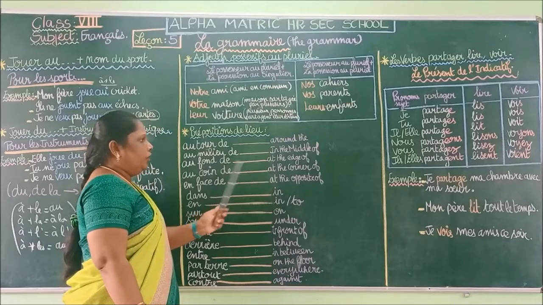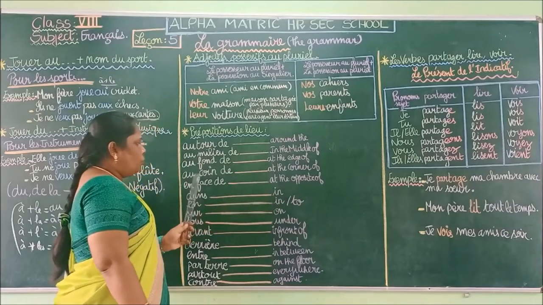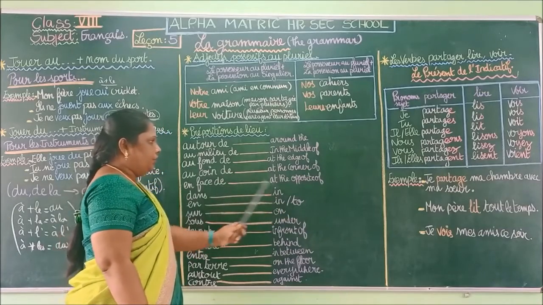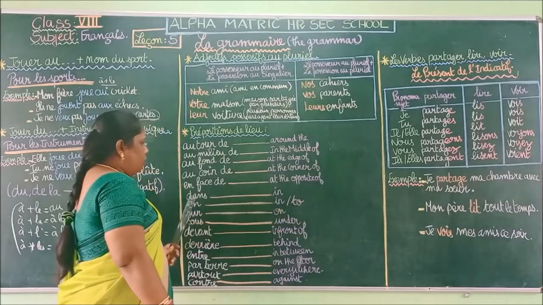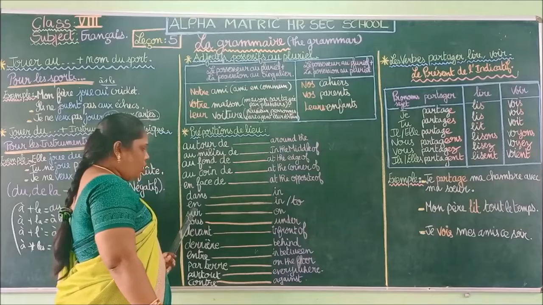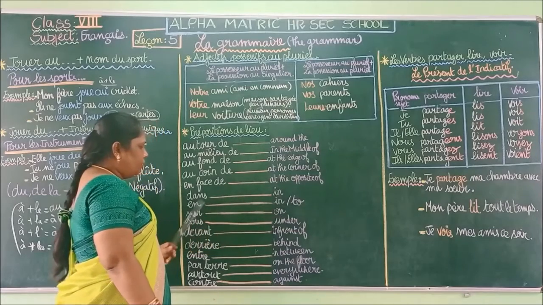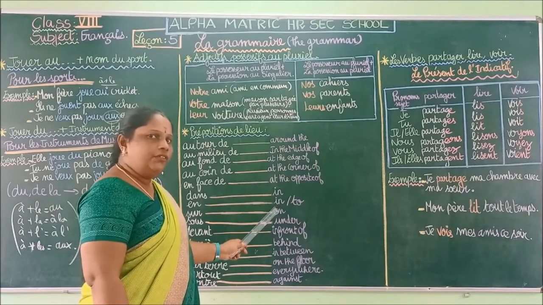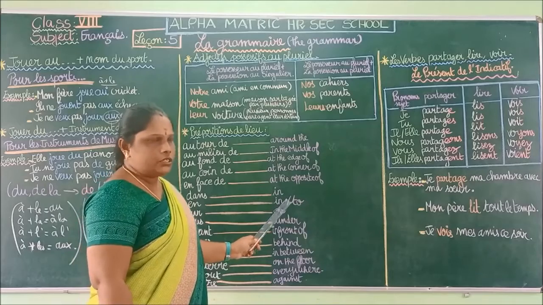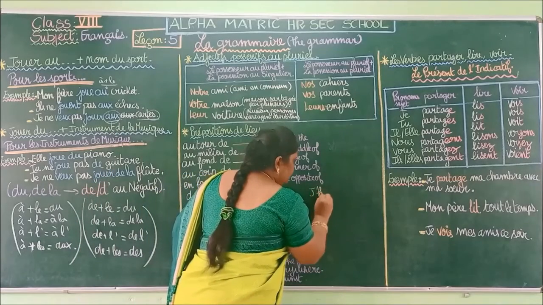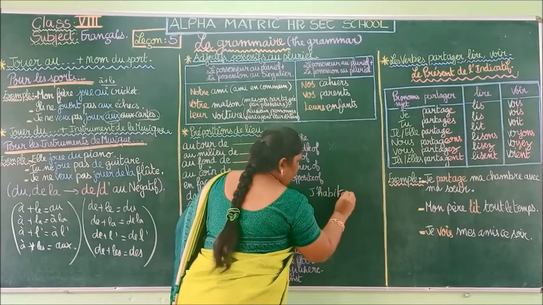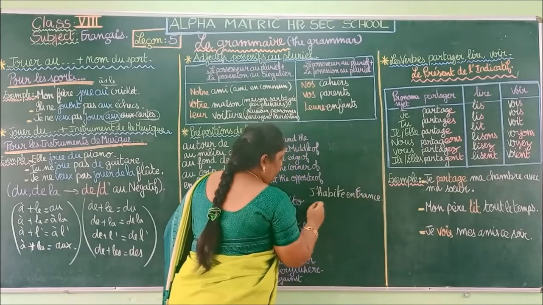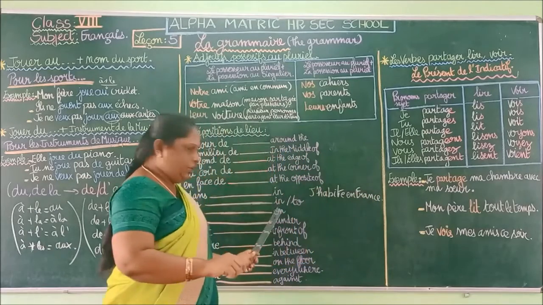Au milieu de, in the middle of. Au fond de, at the edge of. Au coin de, at the corner of. En face de, at the opposite of. Dans, in. En, in or to. So why I wrote to? En means if you are in France. I live in France. J'habite en France. Okay, so when we are saying I live, j'habite en France. Or I live in India. Whatever it may be. Okay, so we are using en for that.